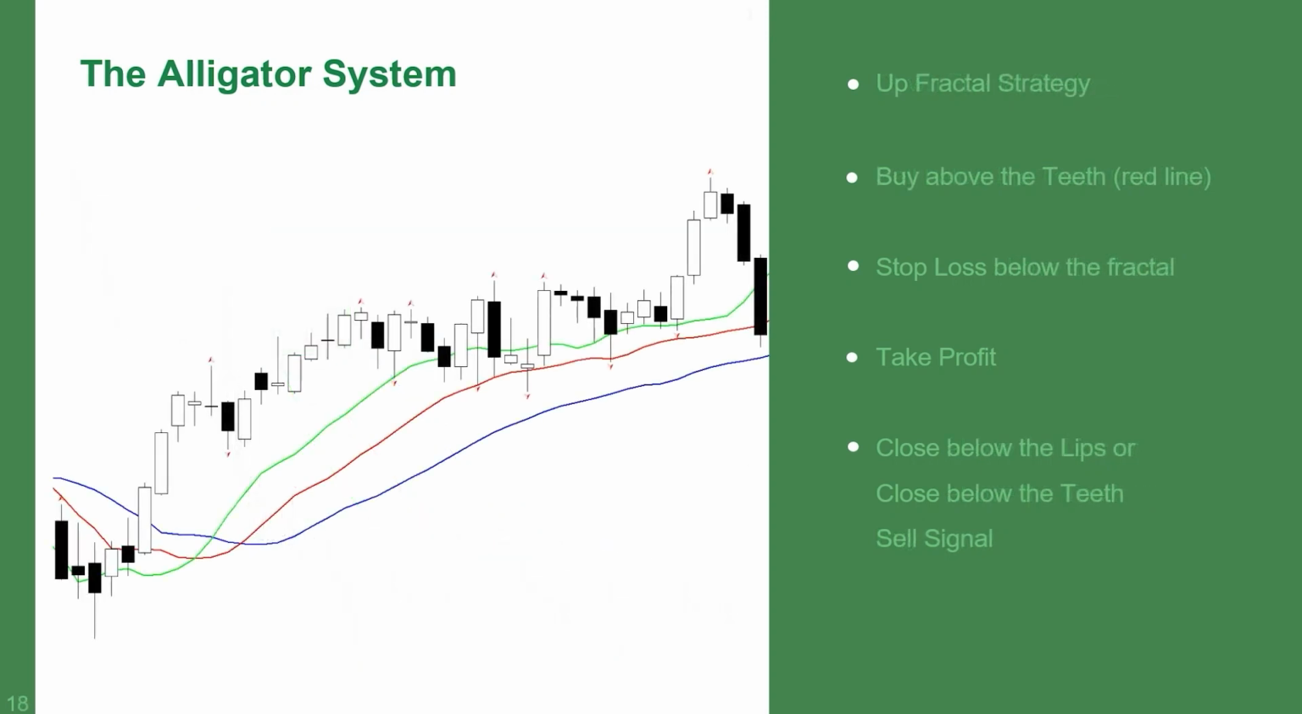Similarly, in an up fractal strategy, we take a buy trade right above the red line, right above the teeth of the alligator, with an up fractal, and then we have 3 choices for potential take profit. The first choice is a close below the green line, below the lips, for the conservative traders. Less conservative traders might choose a close below the teeth, below the red line, or a sell in the opposite direction.